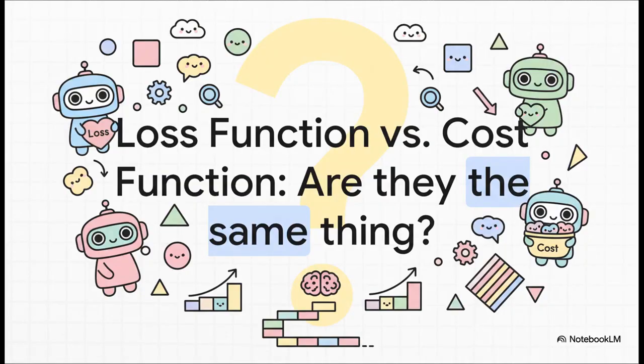So, loss function, cost function. Are they the same thing? I mean, you'll hear people use these terms interchangeably all the time, and you can kind of get away with it. But if you're actually training a model, you've got to know the difference. It's absolutely critical because they measure error at two totally different levels. Getting this right is really the key to understanding how a machine actually learns.